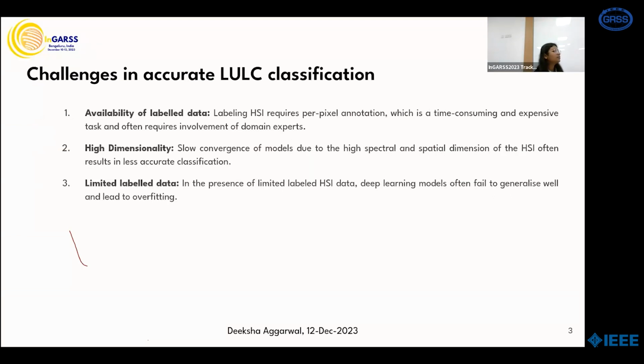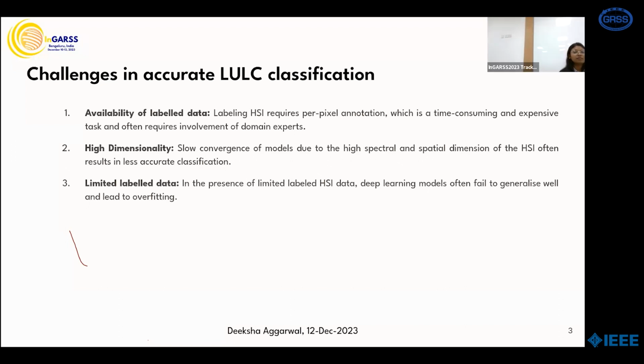There are certain challenges in accurate LULC classification, and in this study, we are concerned with the below three challenges. First one is the availability of label data. As we know, labeling HSI requires per pixel annotation, which tends to be a time consuming and expensive task, and also it requires involvement of domain experts.